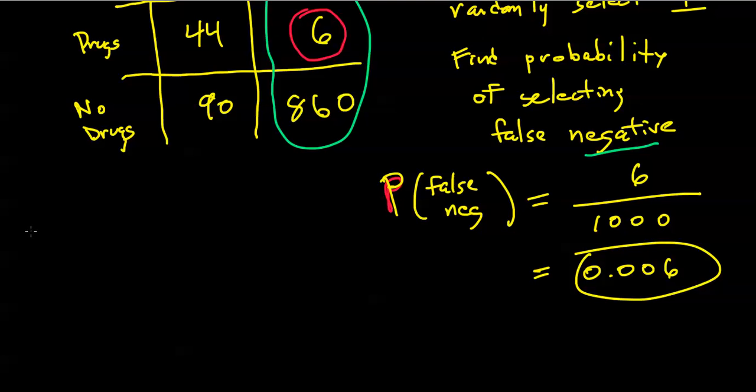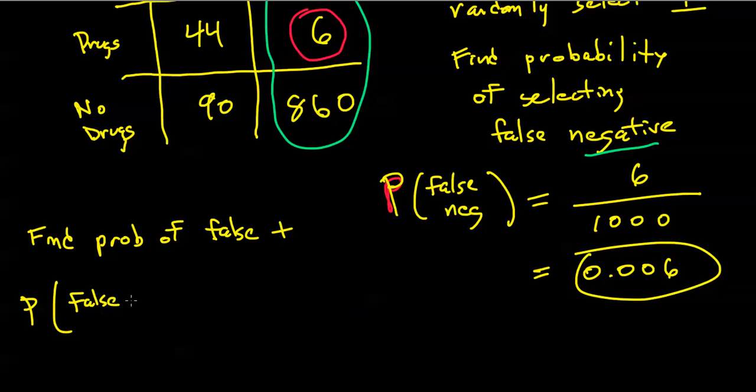Similarly, find the probability of a false positive. I can work this out. Similarly, the probability of a false positive, well, let's see, again, let me specify, we randomly select one.